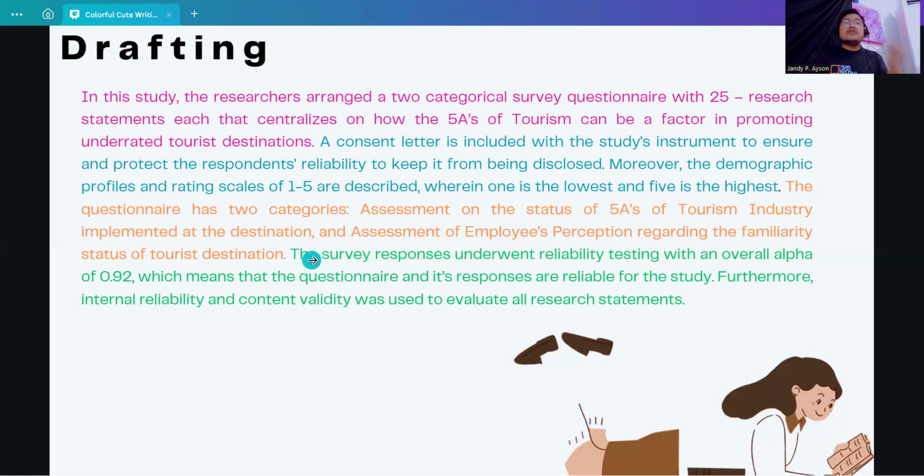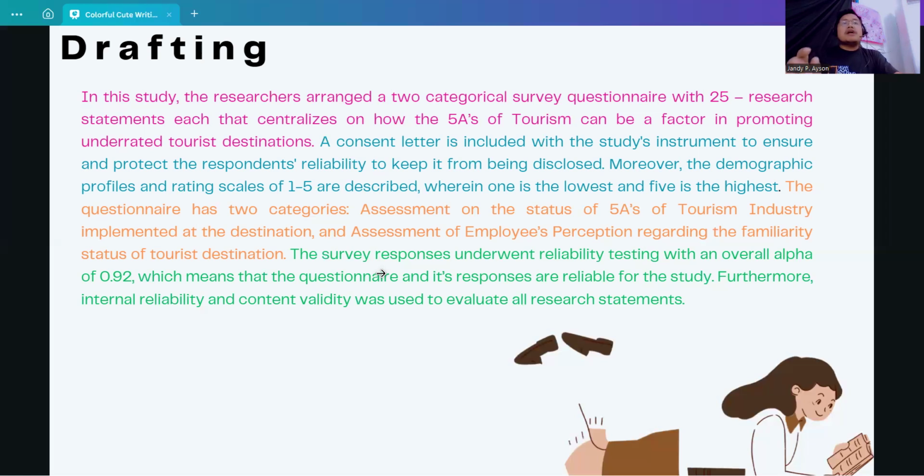Pero dahil itong sample ko ay tapos na yung research paper, nakikita nyo, di ba, past tense na rin yung ginagamit. The survey responses underwent reliability testing with an overall alpha. So, pwedeng ganito nyo na rin i-structure siya. Tapos, mag-leave na lang ng blank of 0 point blank, which means that the questionnaire and its responses are reliable for the study. So, kayo na bahala mag-restructure kung paano nyo i-construct yung sentences ninyo, leaving a blank for the results of the Cronbach Alpha.